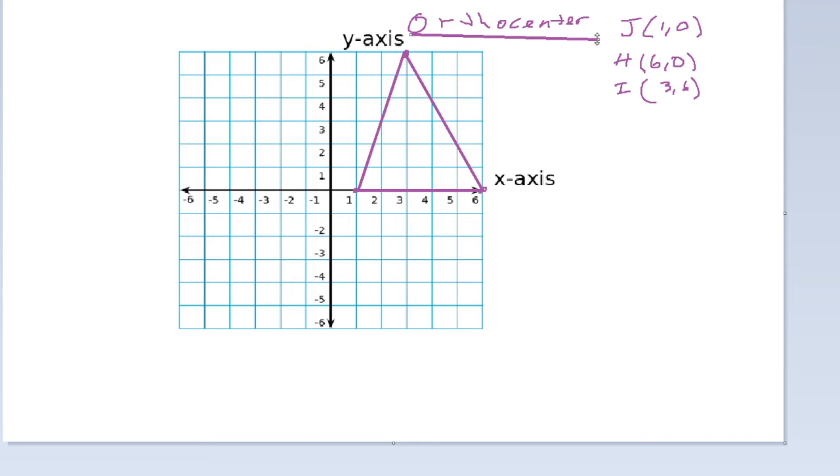Remember, we have to find the three altitudes. Okay, so what we want to find first is the slope of, let's say, JH. So this slope here happens to be 0.